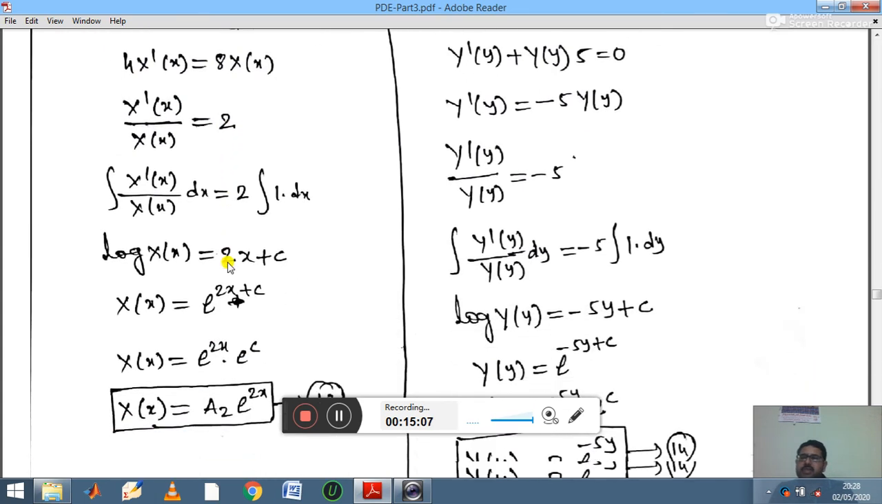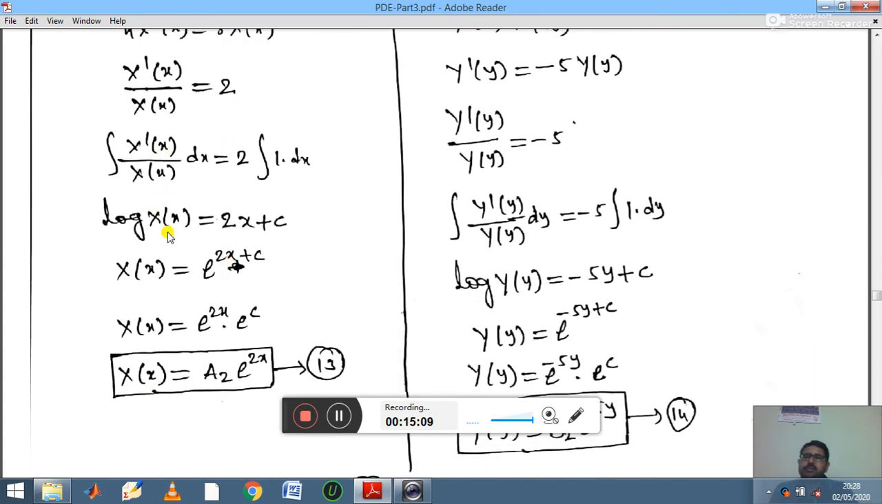Integrate on both sides. Integration of LHS gives log X(x), integration of 1 gives x plus c. Then send log to the RHS side. X(x) equals e power 2x plus c. Split this exponential function. In place of e power c, use constant a2. Then X(x) equals a2 into e power 2x. Now you take this solution as equation 13.